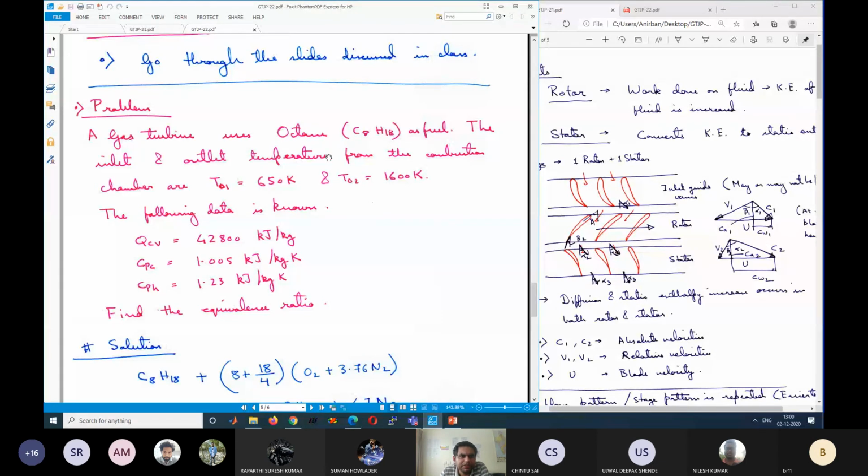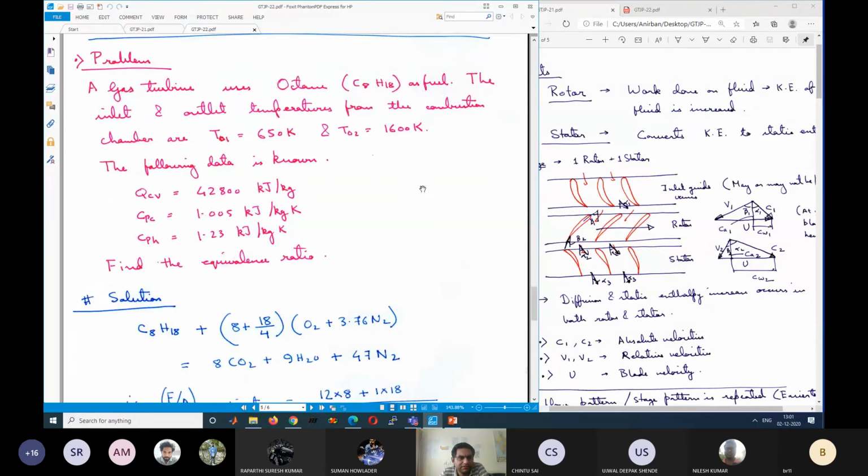So the problem states that a gas turbine uses octane as fuel, and the inlet and outlet temperatures are known. T01 is 650 Kelvin, the inlet to the combustion chamber, and T02, which is limited by the turbine inlet temperature, is 1600 Kelvin. The other data are also known. We are familiar with this data by now.